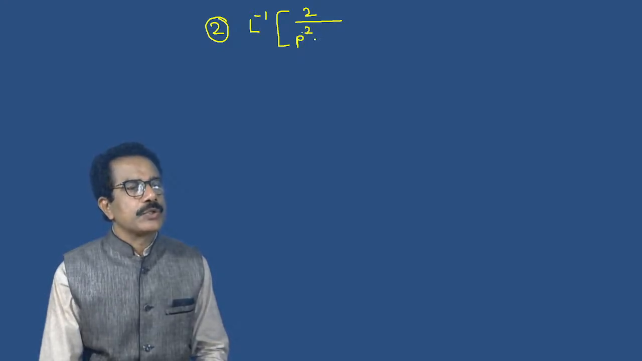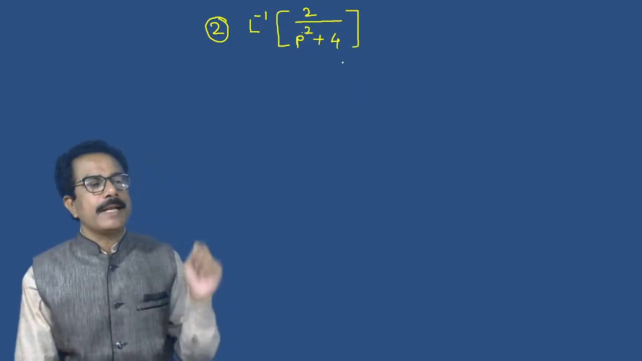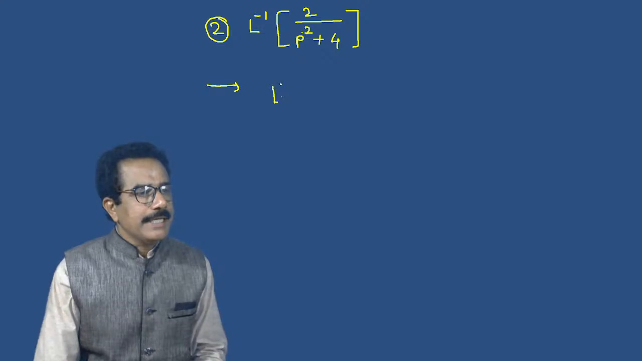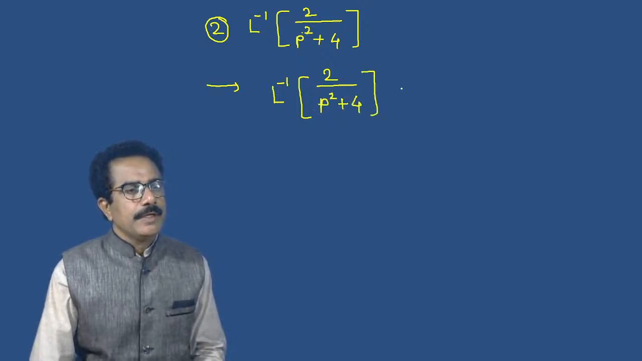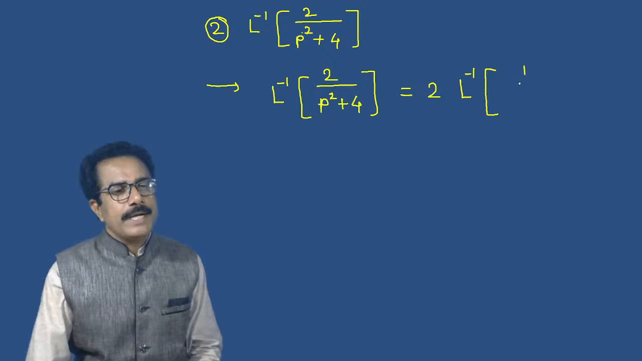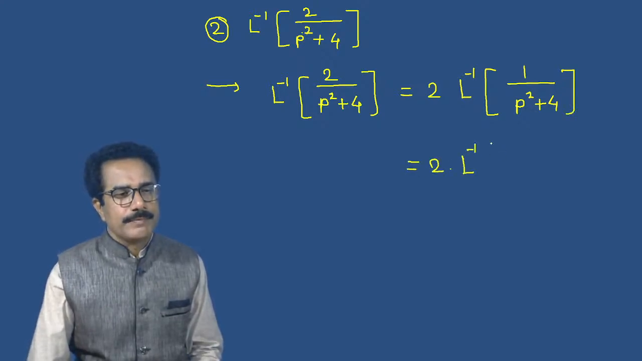Actually our aim is to find the inverse Laplace transform of 2 divided by p square plus 4. So L inverse of 2 divided by p square plus 4. You can take 2, this is the constant, out of the inverse, 1 divided by p square plus 4. So 2 into L inverse of 1 divided by p square plus 2 square.